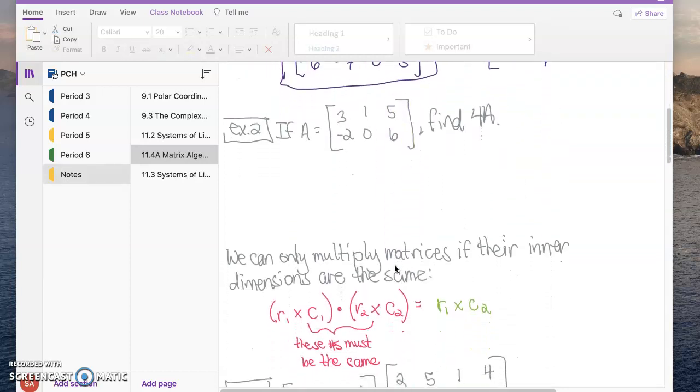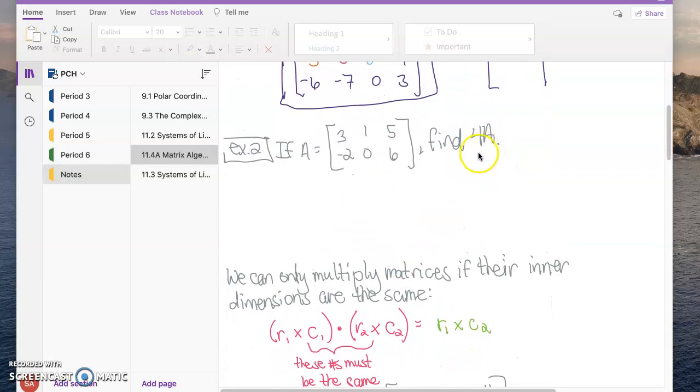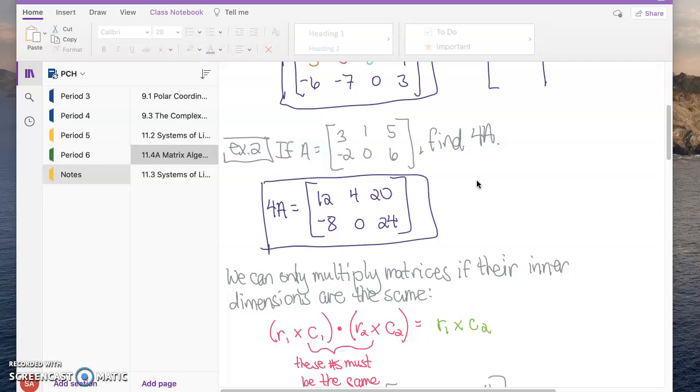All right, we can also multiply by a constant. So find 4 times A. So 4 times A is literally just going to be multiplying every entry times 4. So we probably didn't need to do examples of these, but better safe than sorry, right?